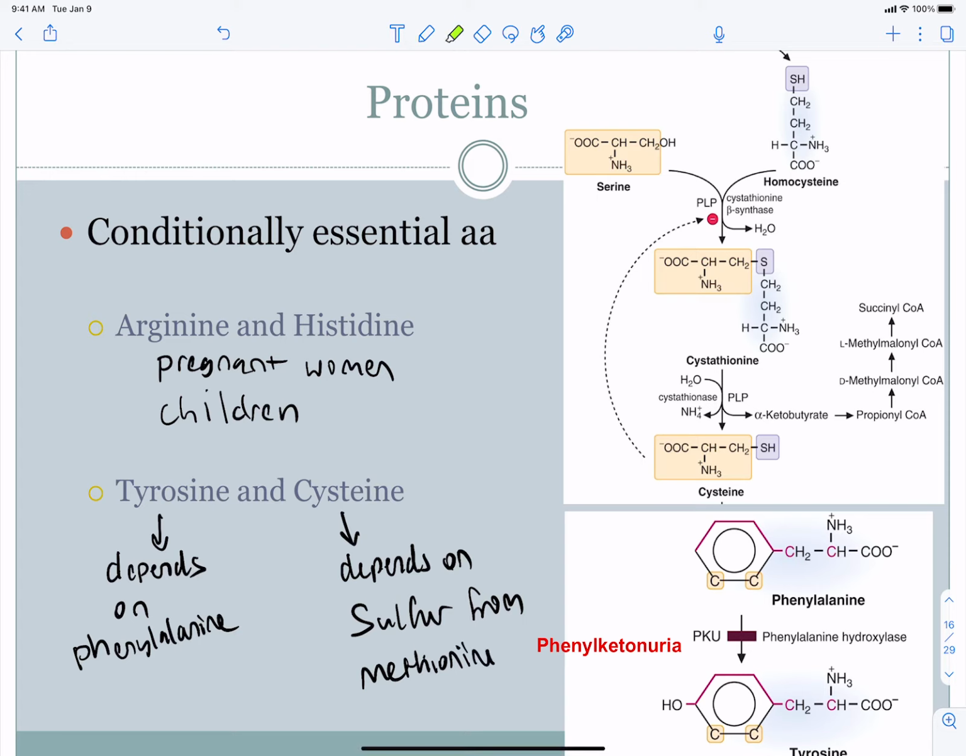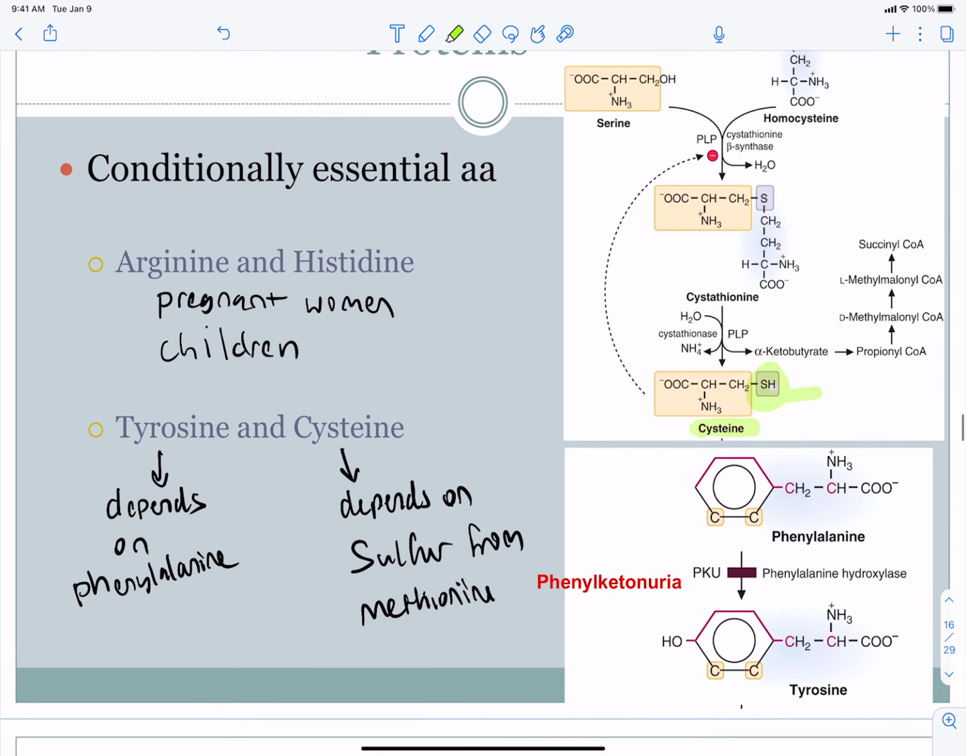So this just shows some of those reactions. You can see here that you have cysteine, which is going to be dependent on methionine for its sulfur group. And then here you have phenylalanine, which can be broken down to form tyrosine. However, if phenylalanine is deficient, then tyrosine becomes essential.